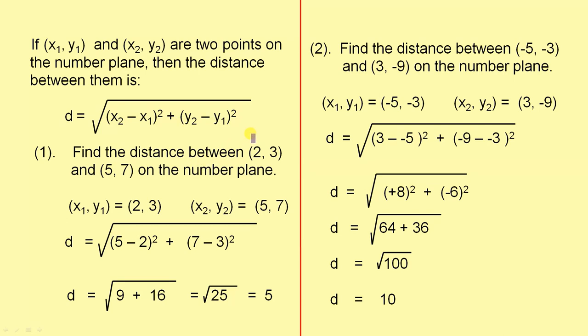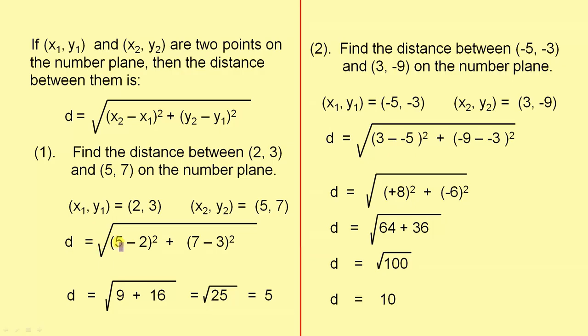So let's look at example 1. Find the distance between 2, 3 and 5, 7 on the number plane. If we let x1, y1 equal 2, 3, which is that point there, and we let x2, y2 equal 5, 7, which is that point there. So all we do is substitute these values straight into the equation. So x1 is 2, y1 is 3, x2 is 5 and y2 is 7. So just substitute straight in.